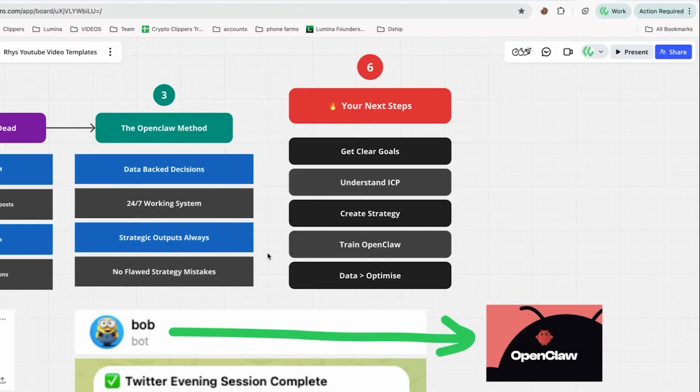Now, your next steps, so what can you take away from this video? Get very clear on your goals. Why are you uploading content and what do you want to achieve from the content you upload? Understand who you want to see your content and why you want them to see your content and what you want them to do after seeing your content. Get a strategy which you have designed as the operator of your goals around this ICP and around your content. What's the funnel? What do you want to push? And then train your OpenClaw to execute that strategy very efficiently, with the key component, everything being data backed and optimized.